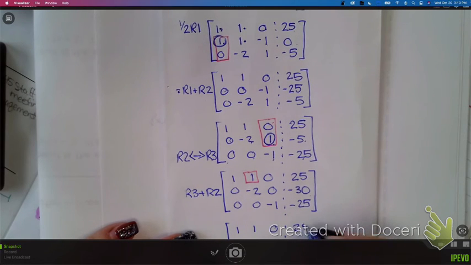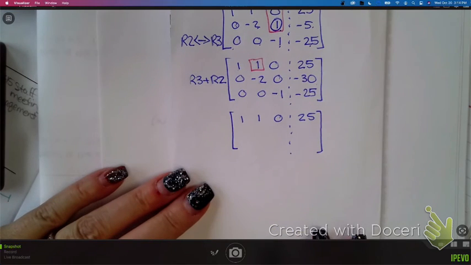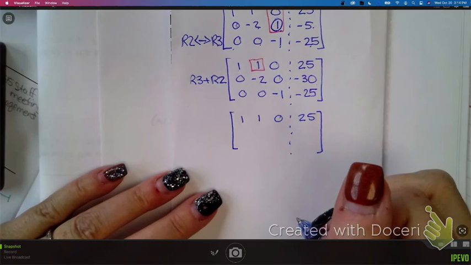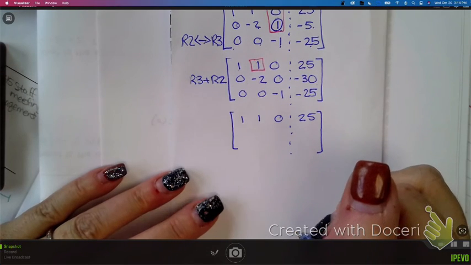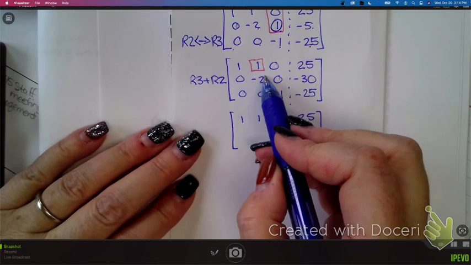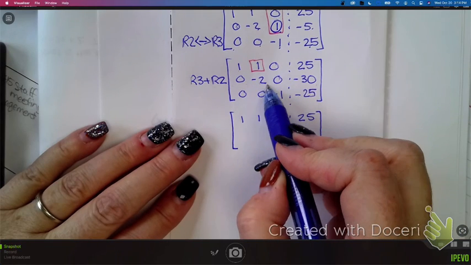Can you scoot the paper down? Yes, you just got to keep reminding me. My paper on my desk goes a lot further than the paper on the screen. Okay, so what do I need to multiply this -2 by to get a positive 1?